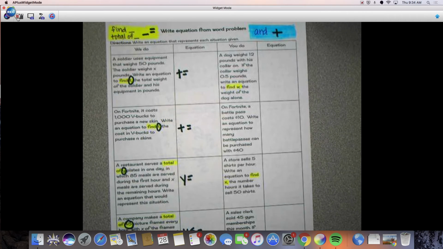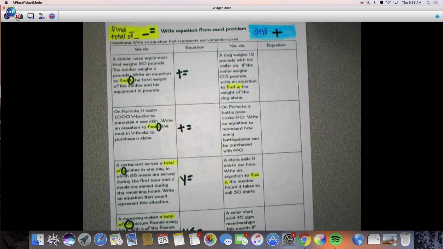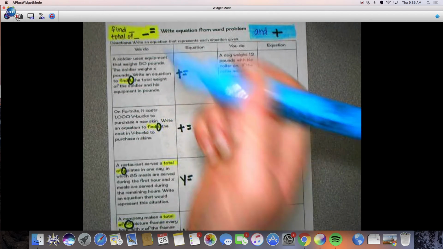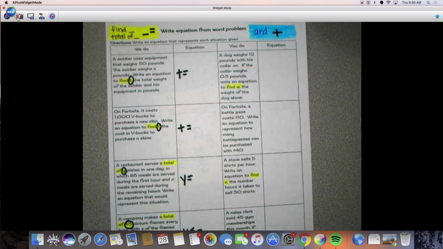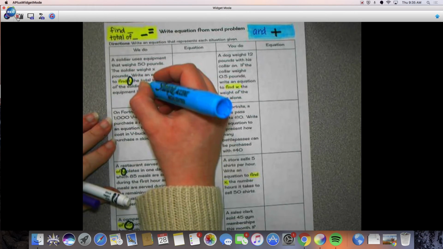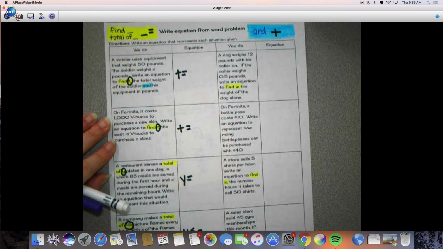Okay, so now what we're going to do is every time that we see the word and in a problem, we're going to highlight it in our second color. So we know, we're basically making it easy on ourselves. We know that we're going to be adding. Okay, so I'm going to highlight the word and. Do you see and in problem 2?